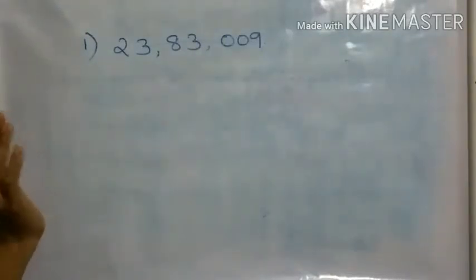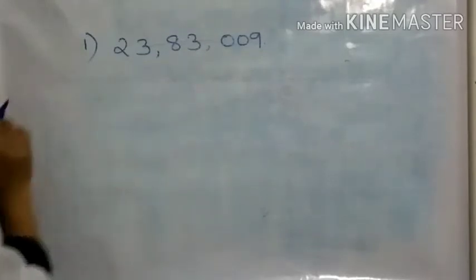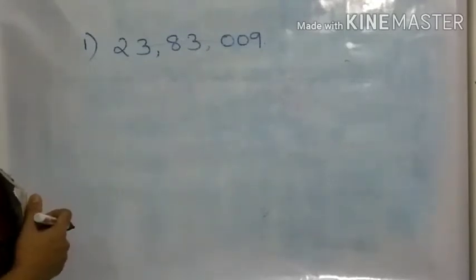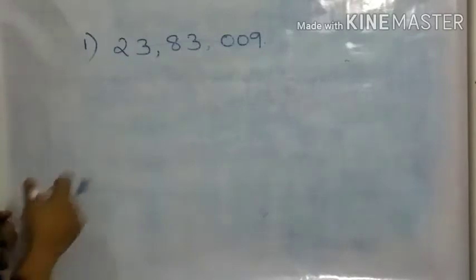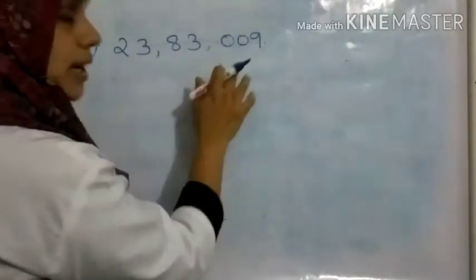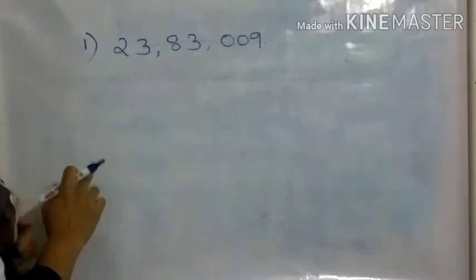Then take your notebook ready. Then listen. What is the number name? Say. Alphabetical form of a number is known as number name. Then how can we write?